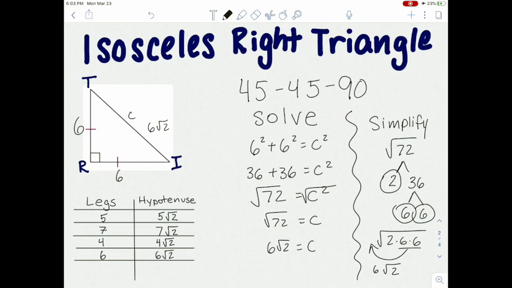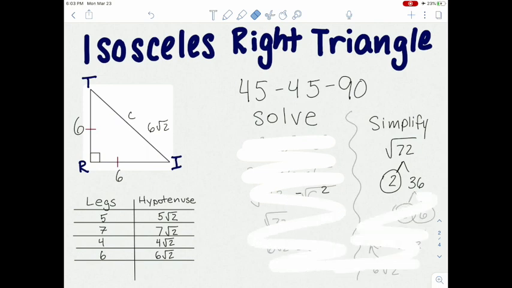Now let's see if we can try to come up with a formula to represent what's going on. So I'm going to erase what we have here. We don't need that anymore.